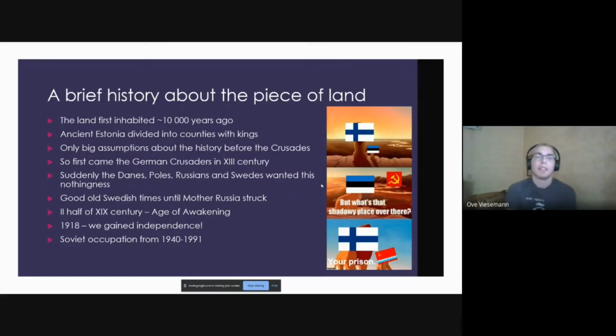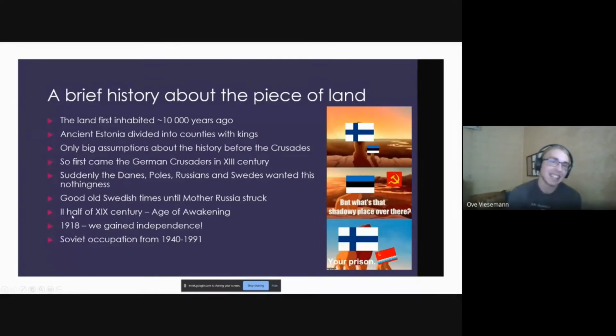The German Crusaders first came in the 13th century, and suddenly the Danes, Poles, Russians, and even Swedes wanted this piece of nothing, but it was a good place for merchants because it was right by the Baltic Sea. The time when the Swedes occupied Estonia, we call the good old Swedish times because then the education bloomed until modern Russia struck. Happens.